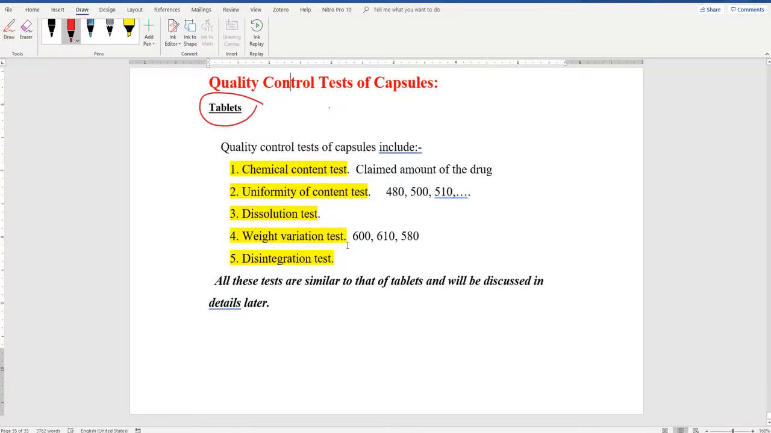طيب up to here now we finished the capsules topic, we finished part 2, we finished the capsule topic.